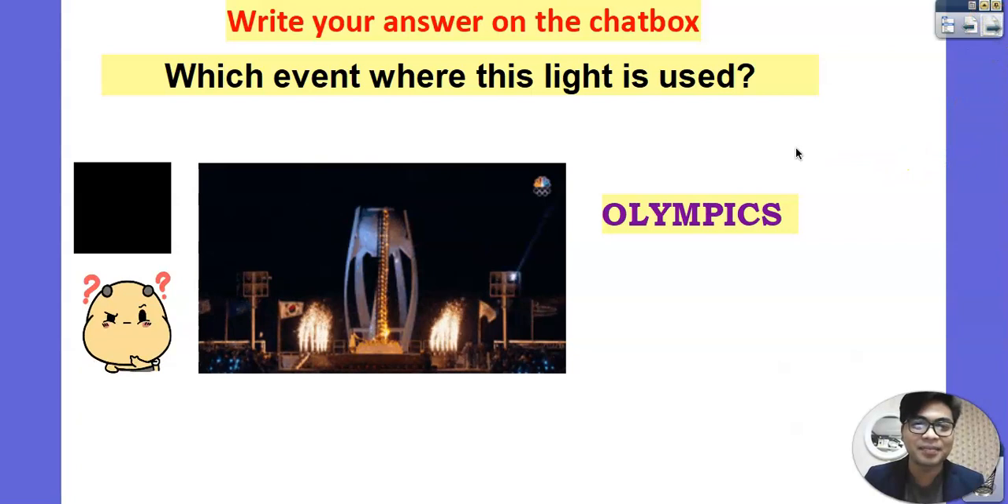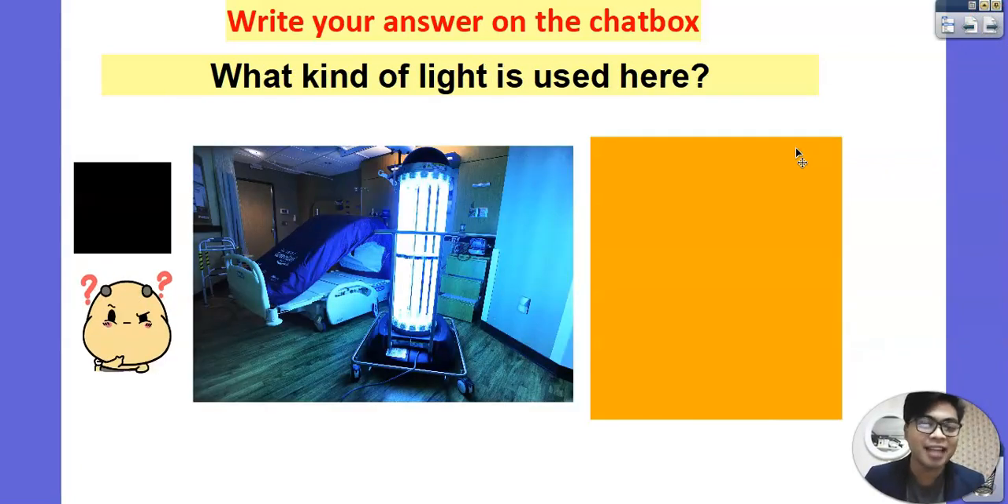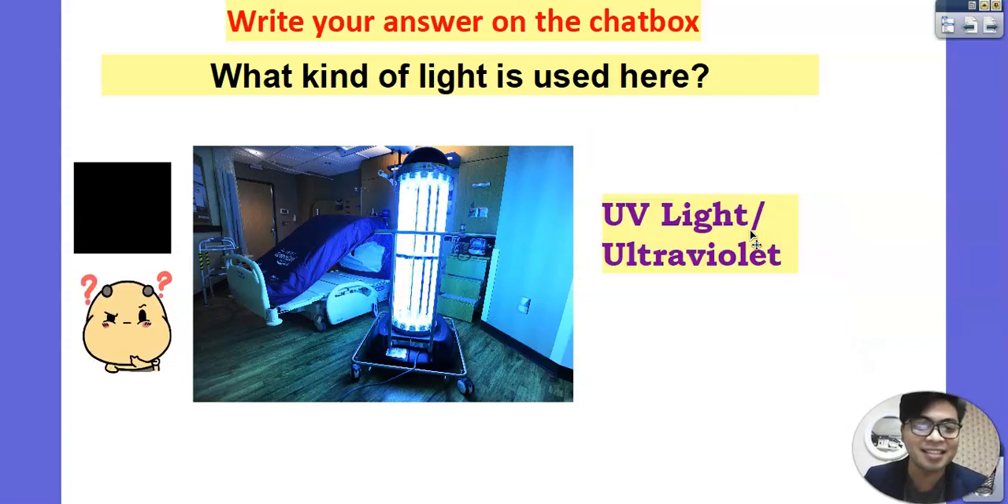Next question. Look carefully at this. And what kind of light is used in here? Let's see if you get it correctly. I think you're really familiar with this. It's the UV light, or the ultraviolet.